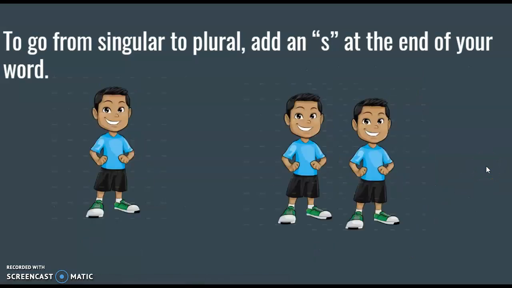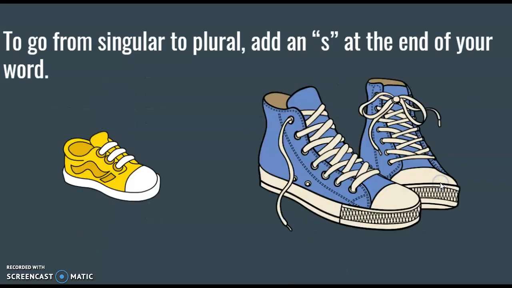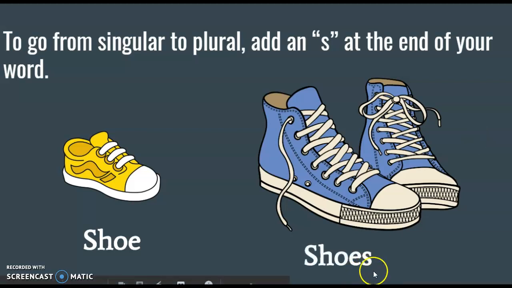Cakes. All right, guys, what do we have over here? Boy. And when we add more than one boy, what does it become? Boys. We add an S at the end because there's more than one. It's now plural. All right, guys, what do we have over here? Shoe. That's only one shoe, so it's singular. But now we have two, so what does the word become? Shoes. All we did was add an S at the end.